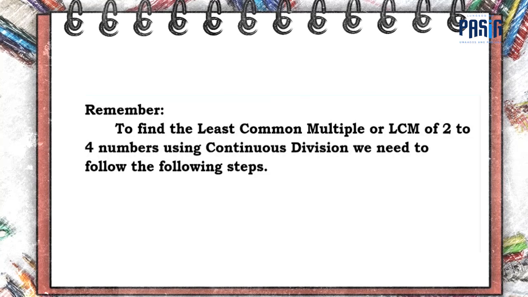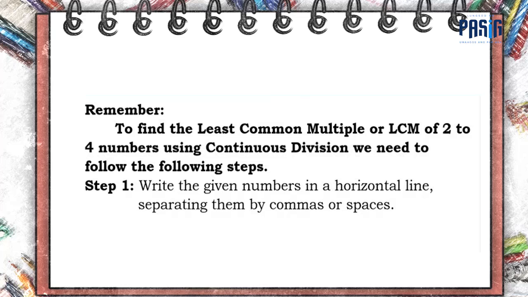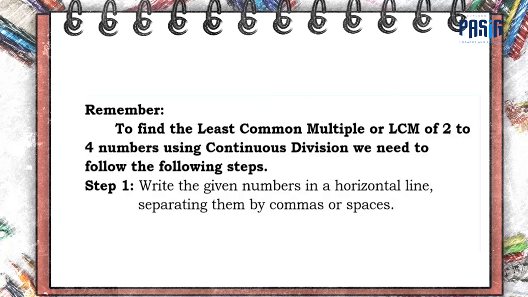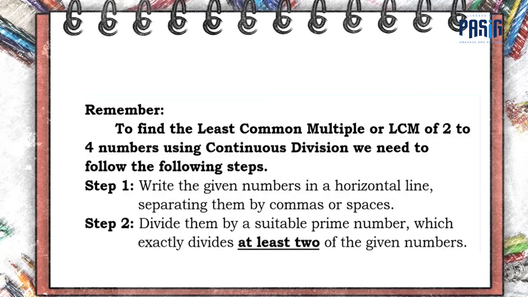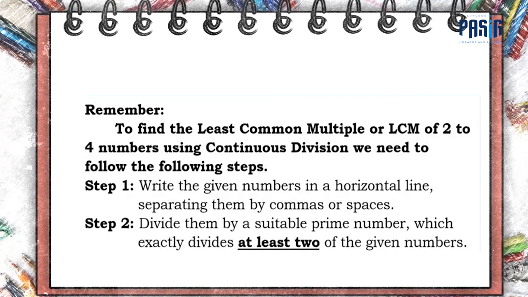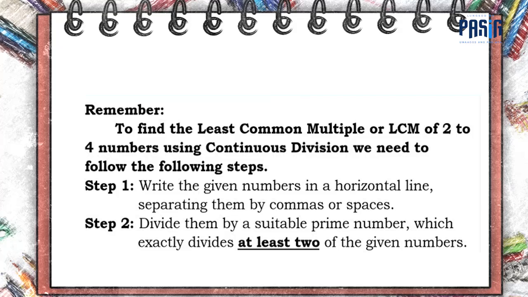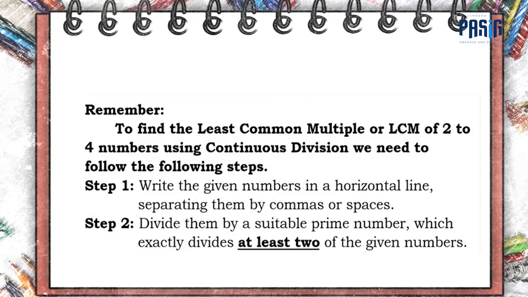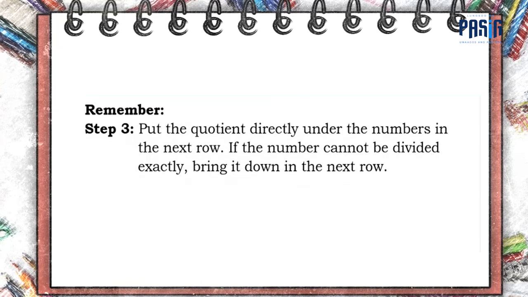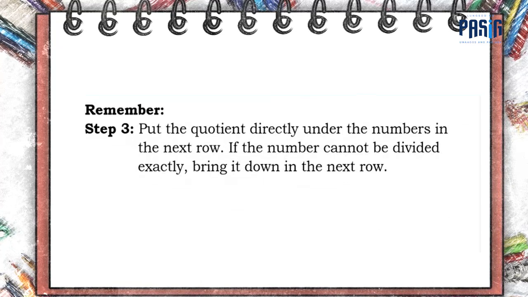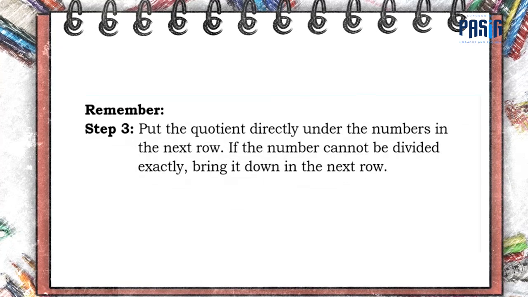follow the following steps. Step 1. Write the given numbers in a horizontal line, separating them by commas or spaces. Step 2. Divide them by a suitable prime number, which exactly divides at least 2 of the given numbers. Step 3. Put the quotient directly under the numbers in the next row. If the number cannot be divided exactly, bring it down in the next row.